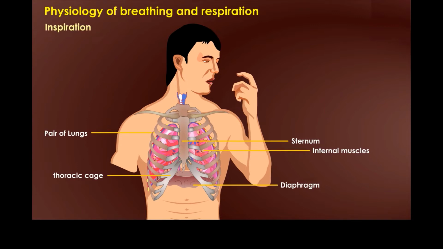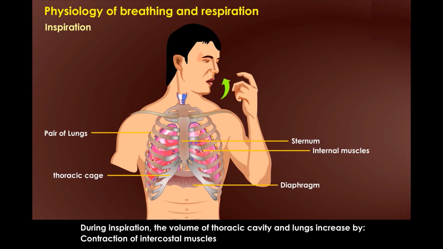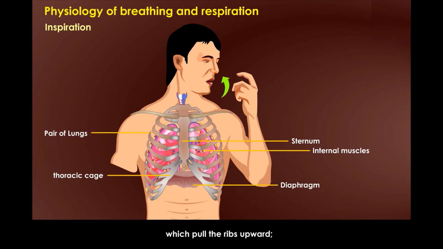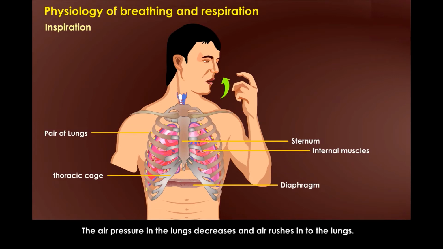Inspiration. During inspiration, the volume of thoracic cavity and lungs increases by contraction of intercostal muscles which pull the ribs upward. Contraction of muscles of diaphragm causes flattening of dome-shaped diaphragm. The air pressure in the lungs decreases and air rushes into the lungs.